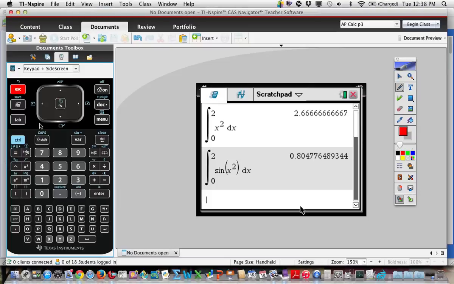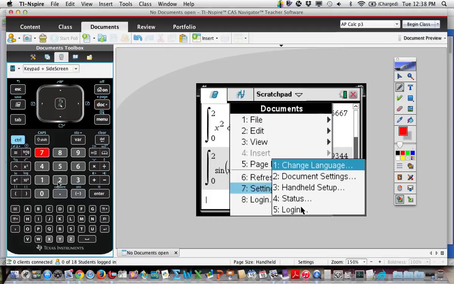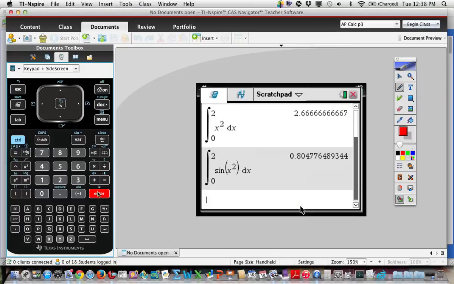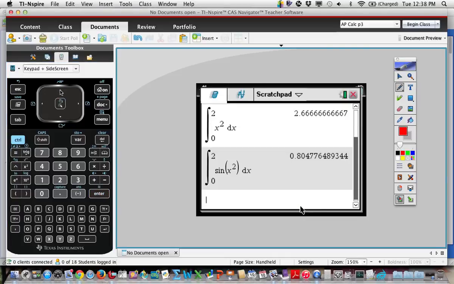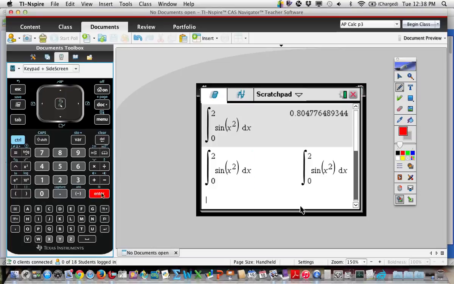Now, I did this in the other class. Let me go to my document settings. Let me go to my settings here. And let me change this to exact mode. Hit enter. Hit enter. Now let me go up and grab this integral. And watch what happens when I try to do it. It says I can't do it in exact. I can't get the exact answer. Okay? There is no antiderivative. So it just spits it back out at you.